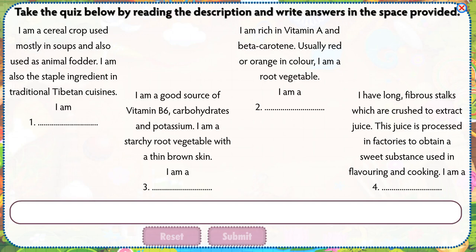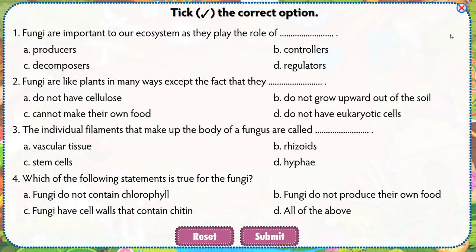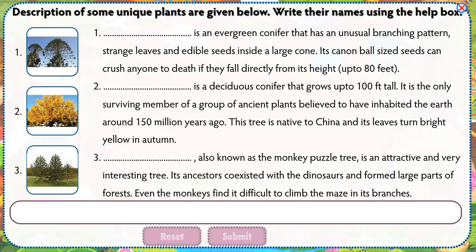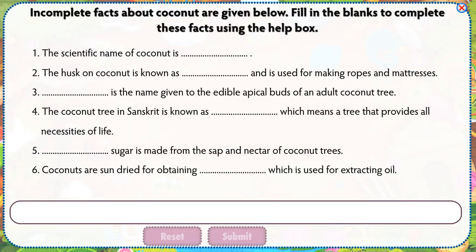Take the quiz below by reading the description and write answers in the space provided. Take the correct option. Description of some unique plants are given below. Write their names using the help box. Incomplete facts about coconut are given below. Fill in the blanks to complete these facts using the help box.